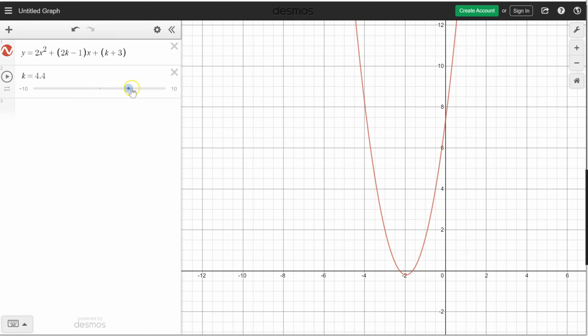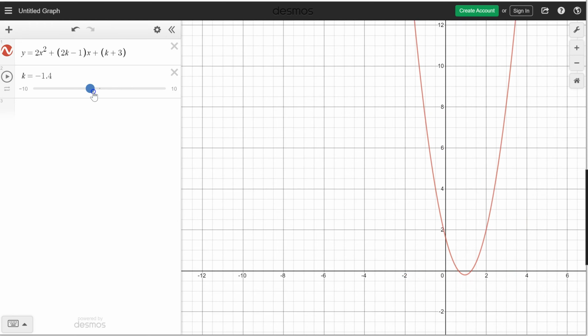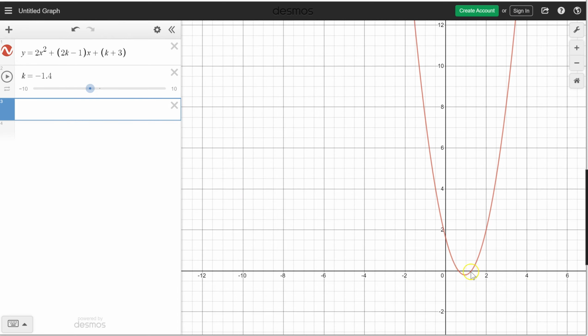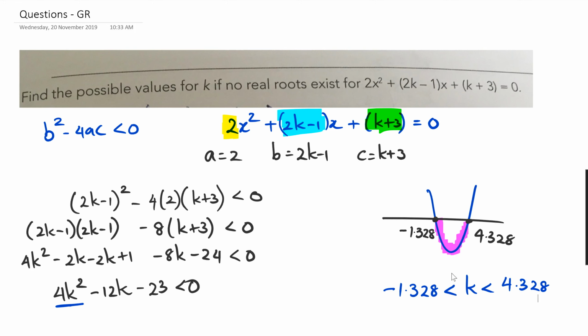On the other side, if I go to negative, I think it was 1.3, at negative 1.3 it shouldn't touch it. I can't seem to move it. There we go. As you can see, at negative 1.3 there are actually no roots. But if I move it to negative 1.4, then there are two roots. So that's how I know that this answer is correct.